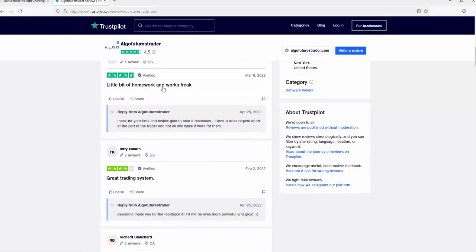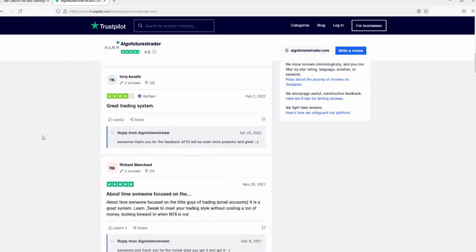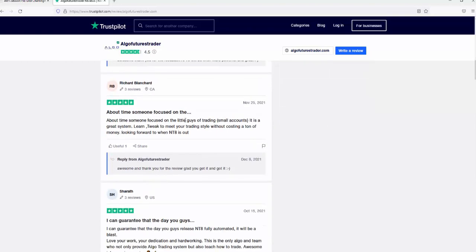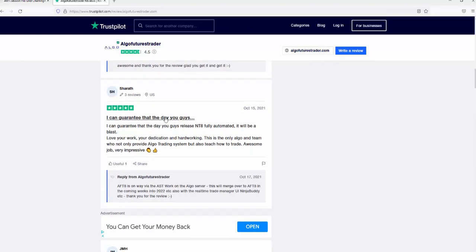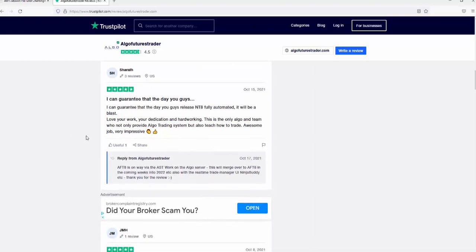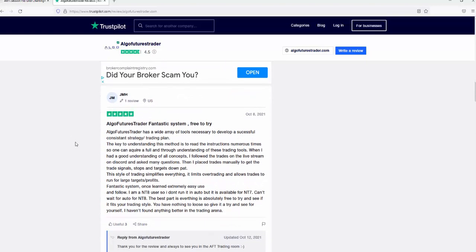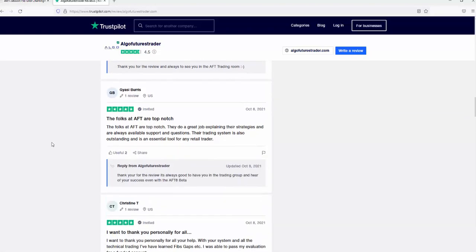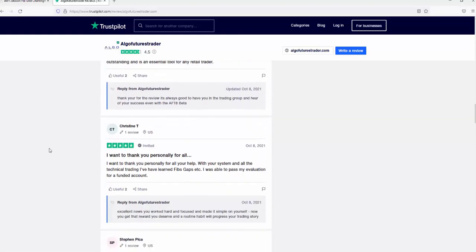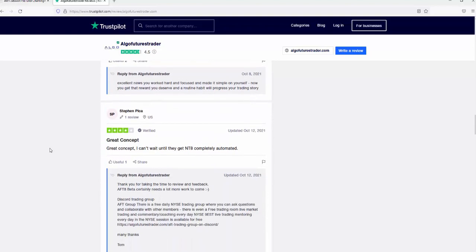A little bit of homework and works, freak. Great trading system. About time someone focused on the little guys. I can guarantee you that this is when we release the NinjaTrader 8. NinjaTrader 8 is in beta right now. Hopefully we're going to get a release before the end of the month for NinjaTrader 8, which will be great. Fantastic system, free to try, absolutely. The folks at AFT are top notch. Appreciate that. So you can go through these, read them all.